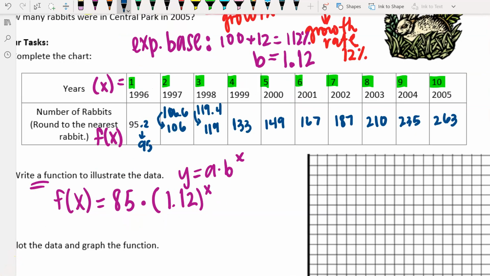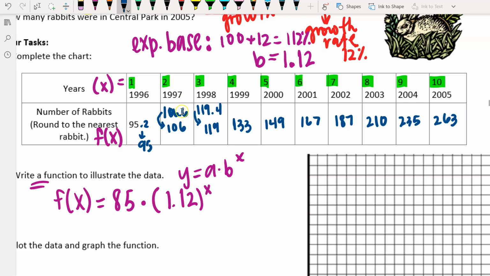All right, so I want to talk about the numbers in the chart really quick. So when you plug in 1 for x, you do get 95.2, but they only wrote 95. So remember, because you have a rabbit, just like a human or any other animal, you can't have 0.2 of something that's living. So you round down to the nearest one you have. So even with year 2, where it's 106.6, you're not going to round up to 107 because you only have 106.